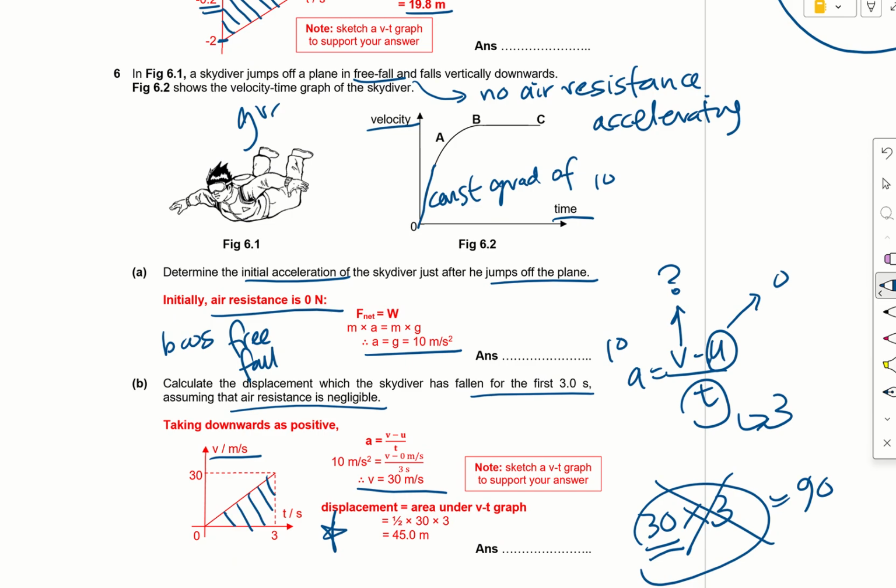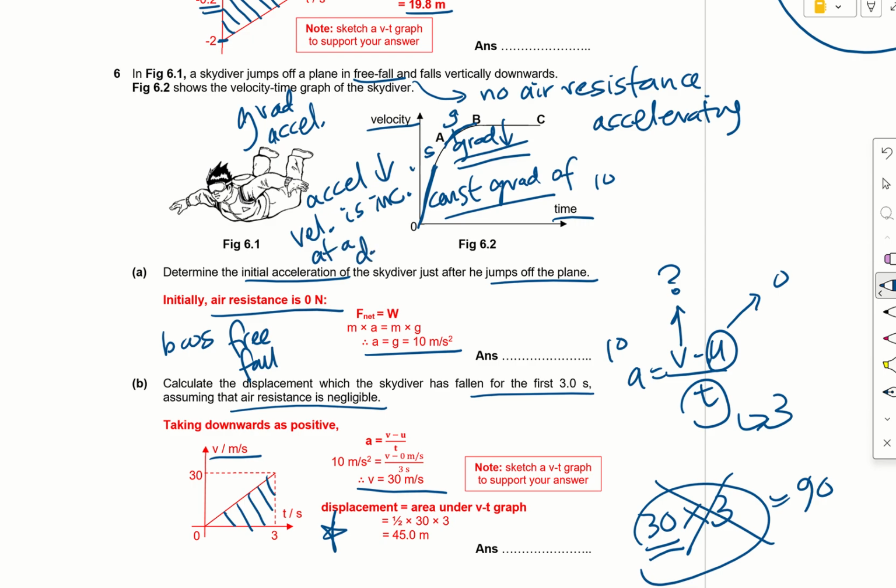The gradient represents acceleration. So for the first part, it is a constant gradient. Therefore, we have constant acceleration. But as it goes from A to B, you see that the gradient actually decreases. It went from steep to gentle. So the gradient decreases, which means the acceleration decreases. So this means that the velocity, very important, is increasing at a decreasing rate.